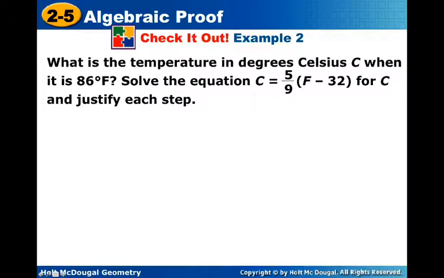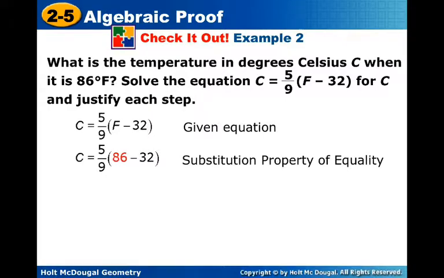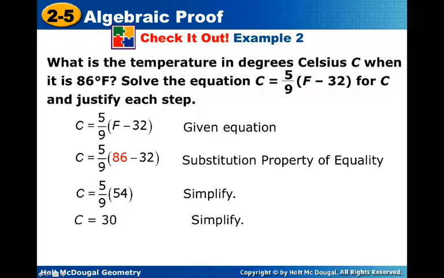Alright, and here's another example here. Write down the given equation, plug in your 86 for your F, so that's substitution, and then simplify. 86 minus 32 is 54, and then 5/9 times 54 would be 30.